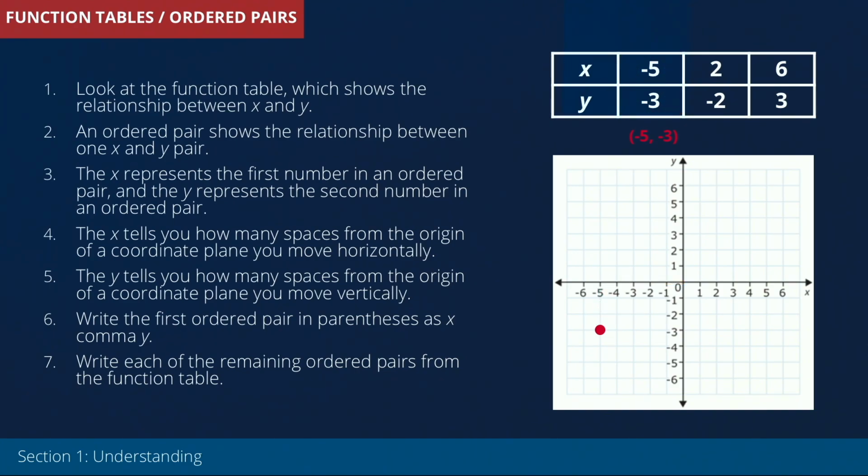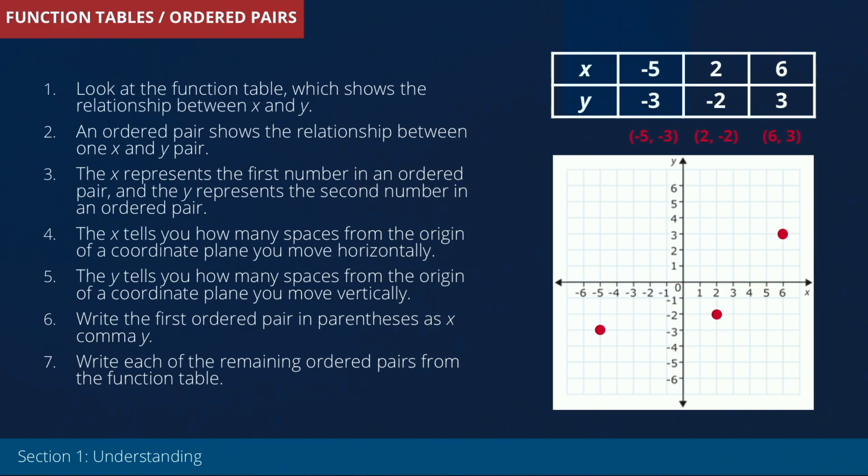Now let's look at my second x and y. There I see 2, -2. That means I'm going to move 2 horizontally from the origin and -2 vertically from the origin. So there I've plotted (2, -2). Then what's my next set of x and y? Well, it's 6, 3. That means I'll move 6 horizontally and 3 vertically. That ends up here. So then I've plotted (6, 3) on the coordinate plane.